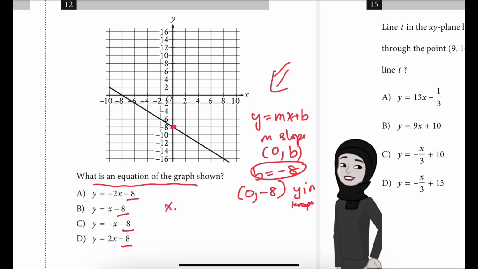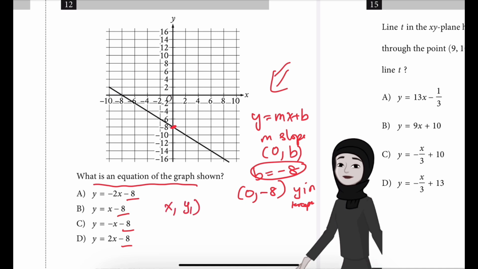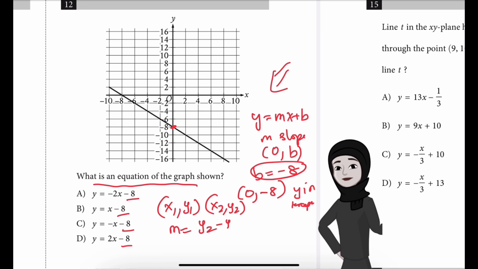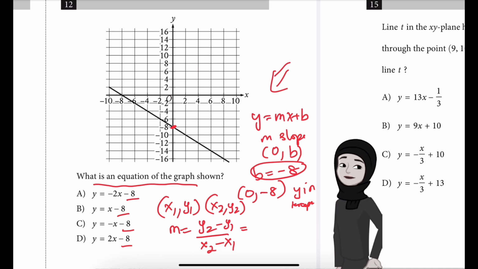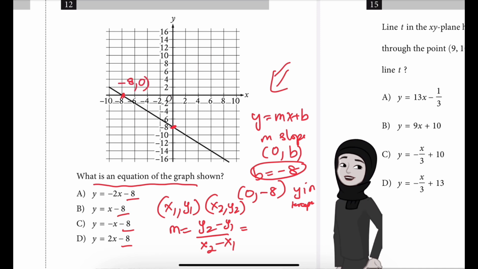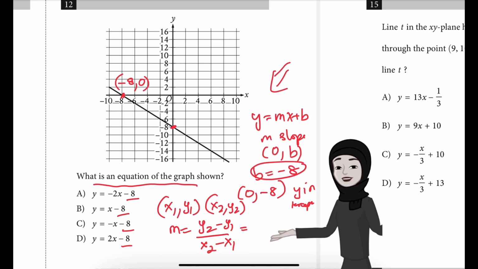Slope, if we know any 2 points on the line, let's say x1, y1 and x2, y2, the slope can be calculated with the slope formula, which is rise over run, or in other words, if we calculate y2 minus y1 and divide it by x2 minus x1, we will get the slope. But we need at least 2 points for that. Another easy point to read would be this one. If we read this point, this is negative 8 comma 0. So let us use these 2 points and calculate the slope.